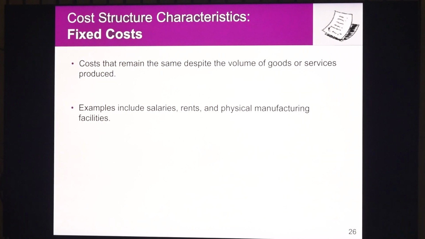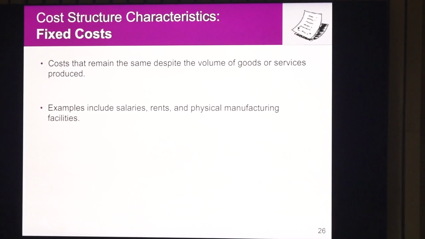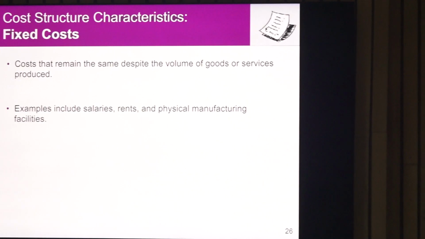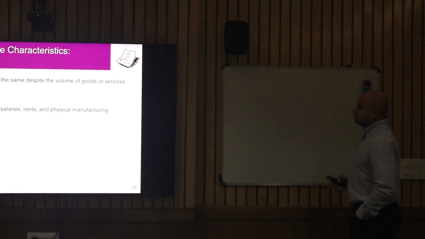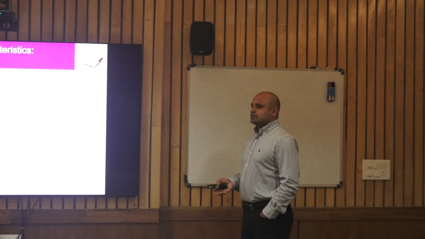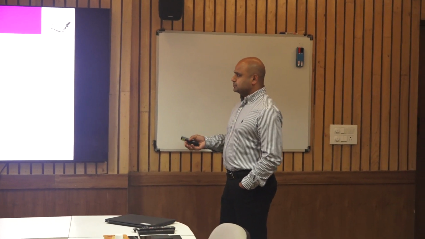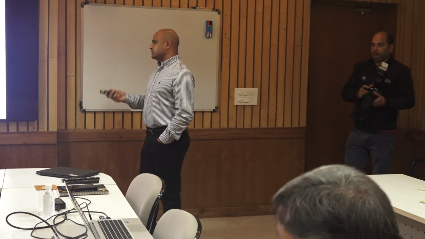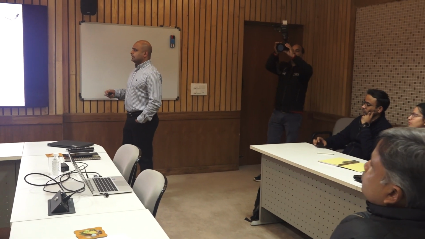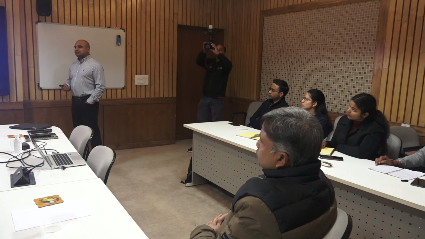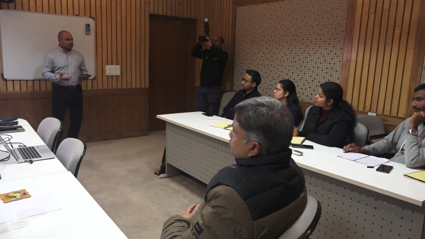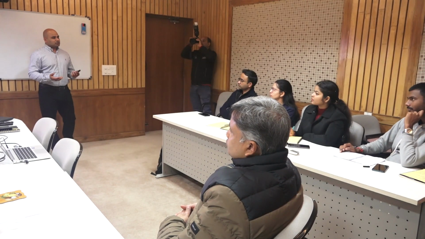And the characteristics of your cost structure in your business is: one, you have fixed costs that are the same despite the number of products you manufacture. Okay? How many ever goods or services you produce, fixed costs are the same. We touched upon this already. I'm just trying to take you through it. So these include salaries, the space that you rent out, and the physical manufacturing facilities or the machines that you use. Okay. So these are capital intensive businesses. In your own businesses, what is the cost? What cost do you have?